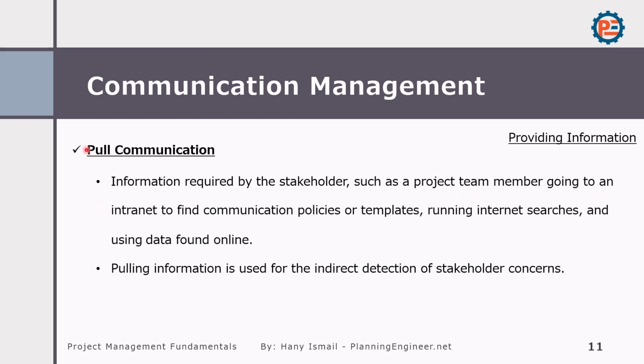While pull communication is providing information. Providing information means what? You go to the internet, check the policies or templates, do internet research, or use data found online. Pulling information is used for the indirect detection of stakeholder concerns. And definitely, interactive communication is meetings, where you have two-way communication.